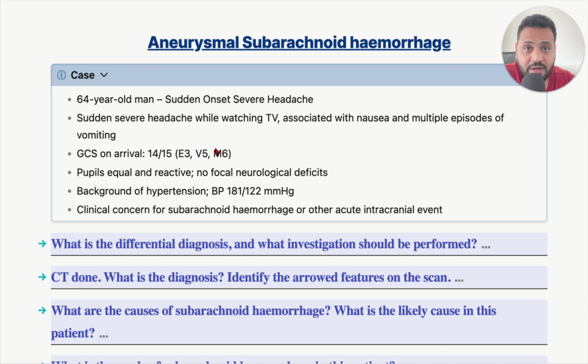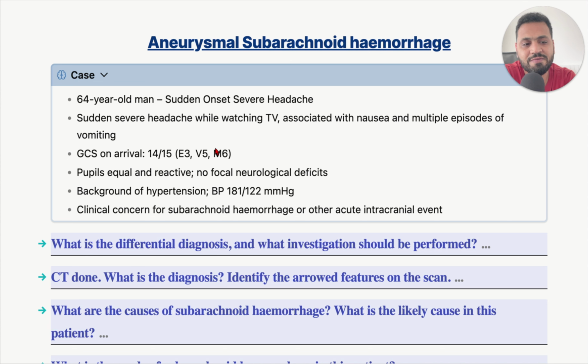The patient doesn't have any weakness or any sensory deficit at all. The patient has a background of hypertension. Blood pressure on arrival is systolic 181 and diastolic 122. There was clinical concern for subarachnoid hemorrhage or any other intracranial event from the emergency team. What's the differential diagnosis and what investigations should be performed?